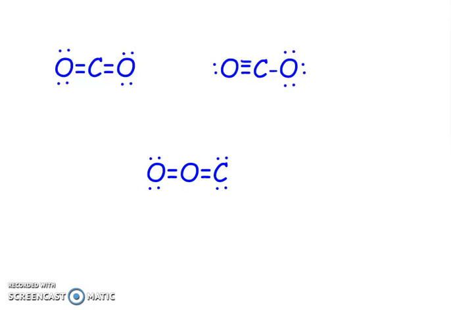So here I have 3 different structures that could all represent CO2. The first thing we want to do is assign formal charges to everything. Oxygen has 6 valence electrons.